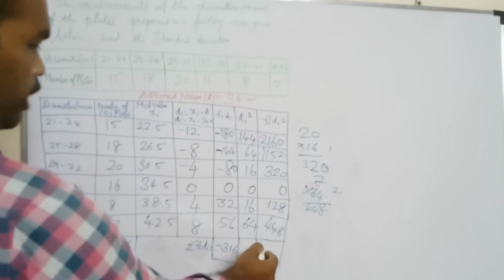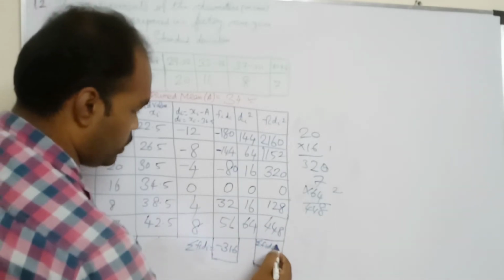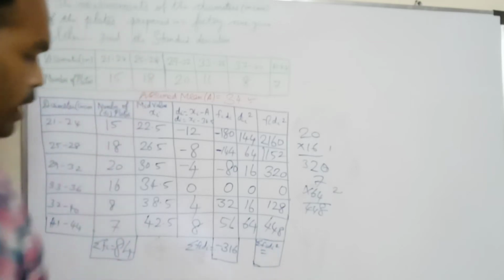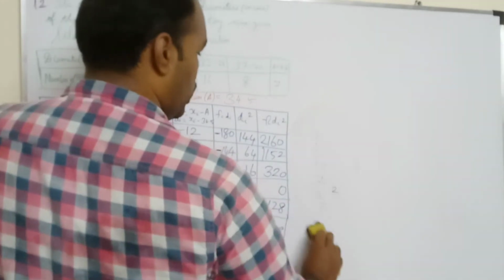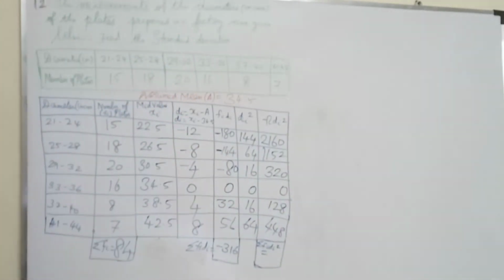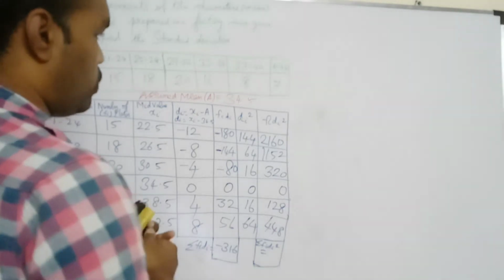Now, we need to add these values and put it here. Sigma Fi di square equal to how much? So now we need to add the values. We can do it in the rough column. While you are doing it in the rough column, how can we do it? We can do it here like this.